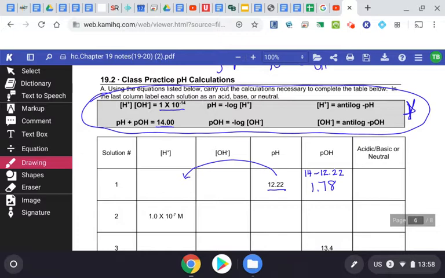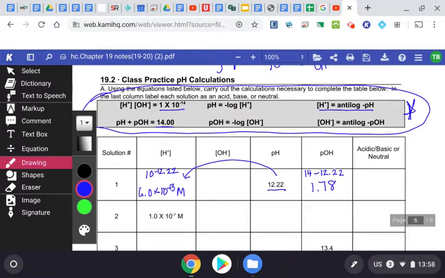12.22. To figure out hydrogen ion concentration, you have to take the anti-log of the negative pH. So I'm going to take the anti-log of negative 12.22. Now, when I do that, I have to figure out my number of sig figs for my final answer. So this number here has 2 decimal places. Therefore, my answer will have 2 significant figures. 6.0 is what it rounds to, times 10 to the negative 13 molar.